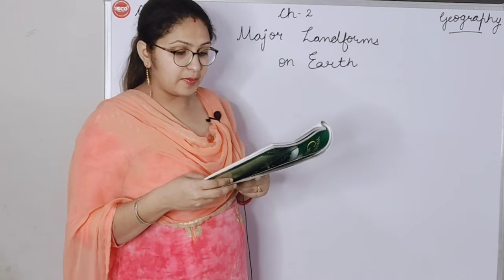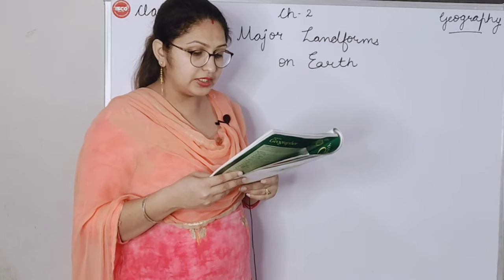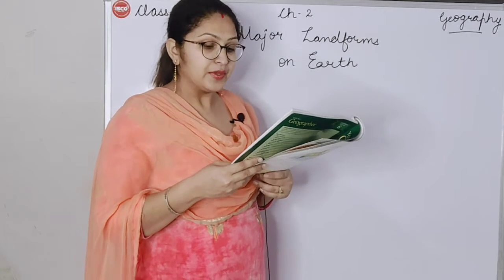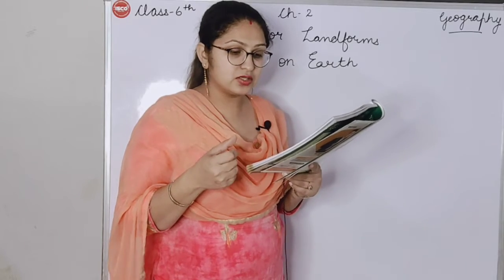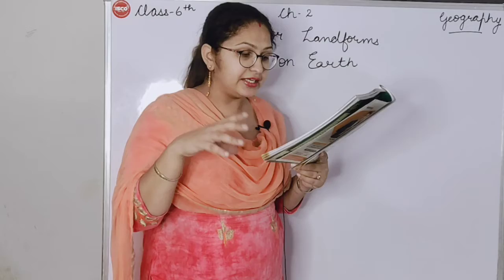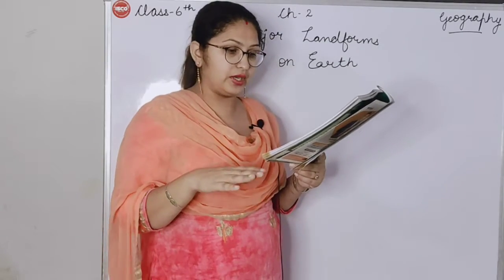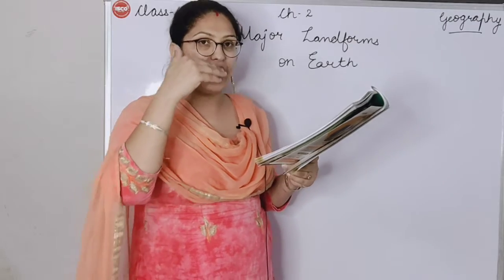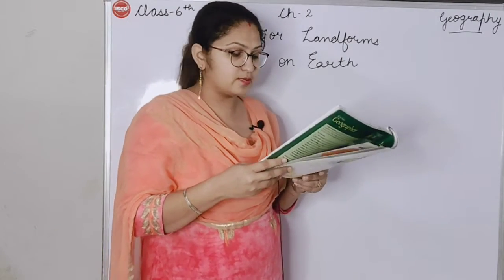This takes place by the process of gradation, which includes both degradation and aggradation. So when these landforms take place, it is a process of gradation. Gradation means changes. Degradation means when something is reduced in height, and aggradation means when height is increased. So both types of things take place.